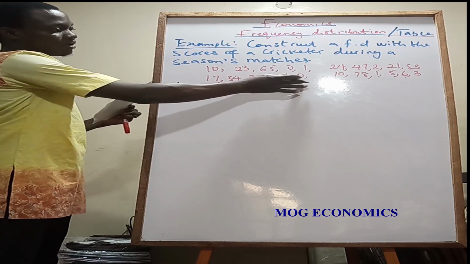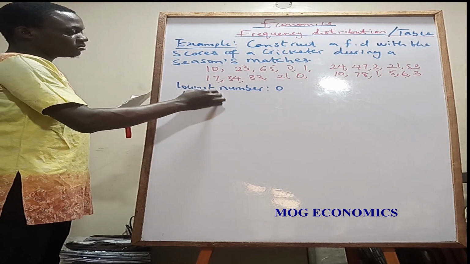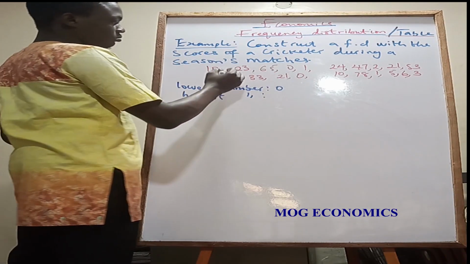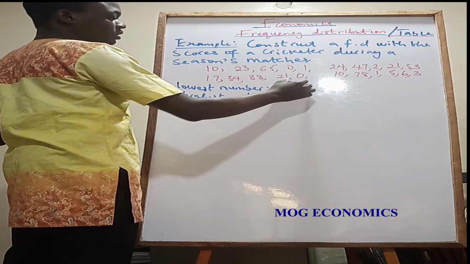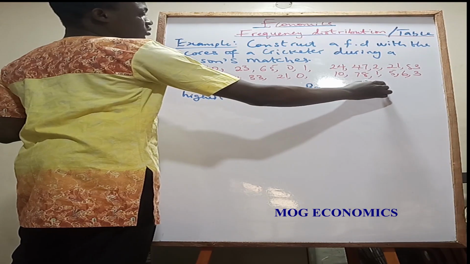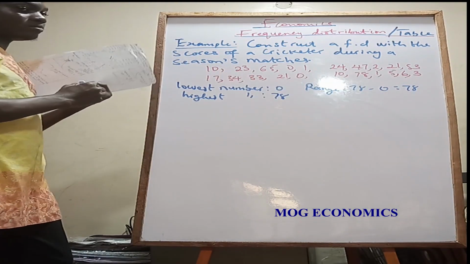From the look of it, you have 0, right? Then the highest number. What's the highest number? 65. Is there more than 65? 78. Highest number is 78. So our range equals 78 minus 0, which is 78. Alright, so we are going between 0 and 78, right?